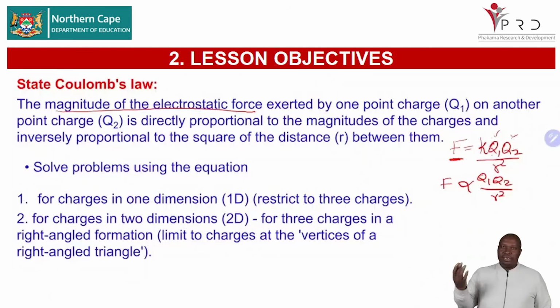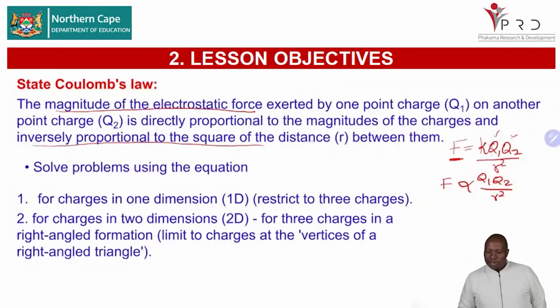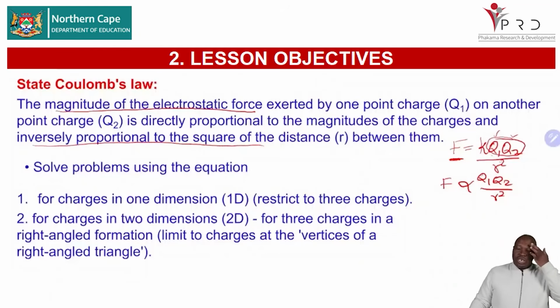It means as the charges increase, the electrostatic force will increase, directly proportional. But we are saying it is inversely proportional to the square of the distance between them, which means when the distance increases, the electrostatic force will decrease. Remember, the force is directly proportional to the magnitude of the charges Q1 and Q2, and inversely proportional to the square of the distance between them. So always have that and remember how to state Coulomb's law.